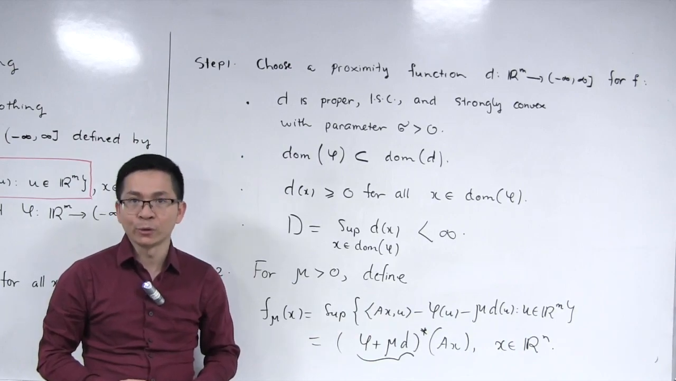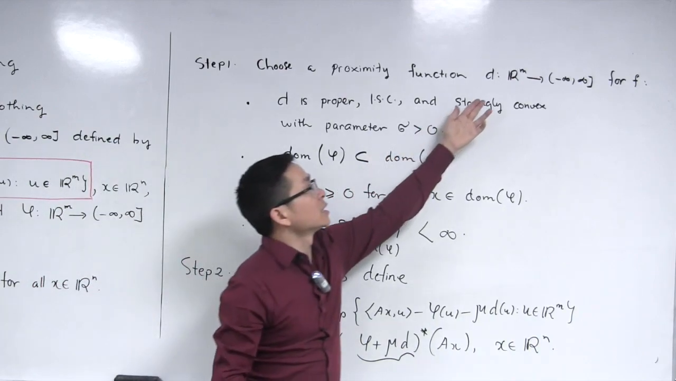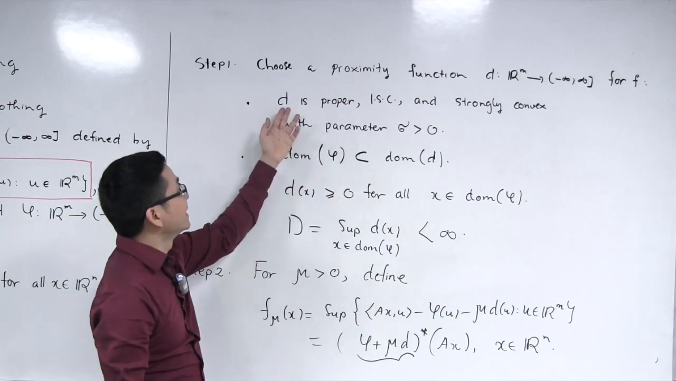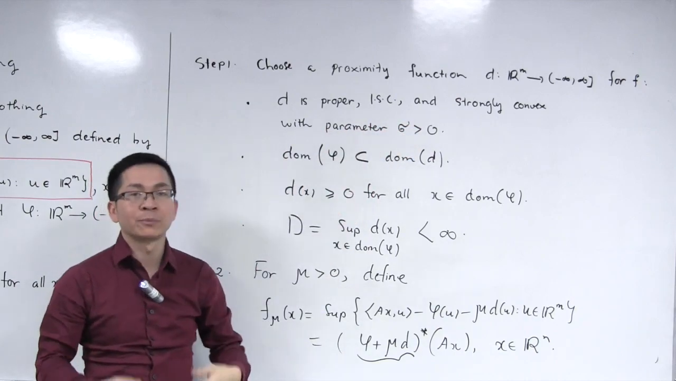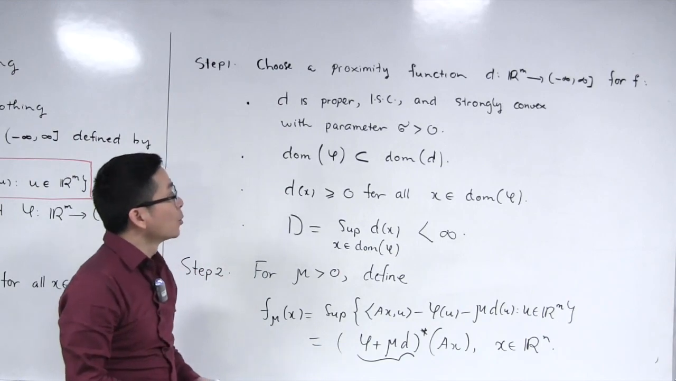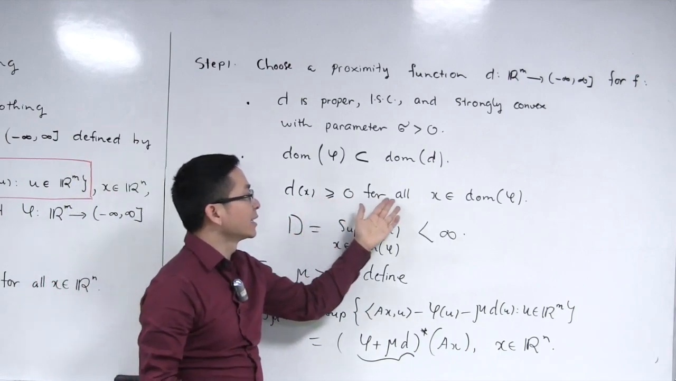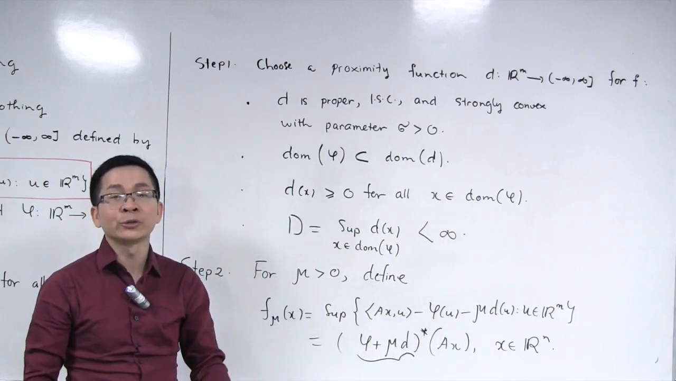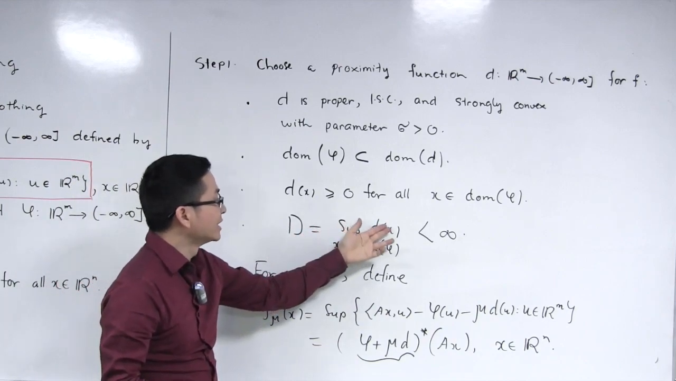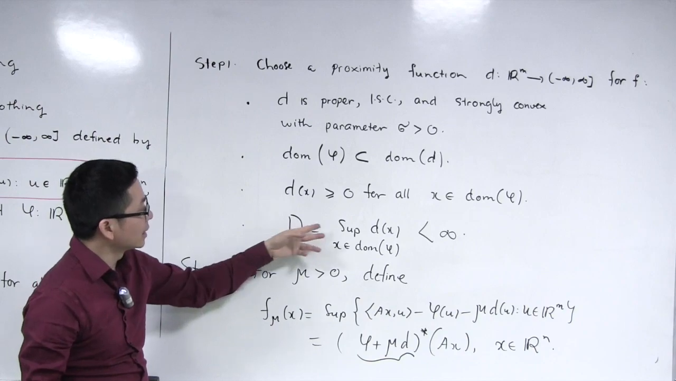There are two important steps of Nesterov smoothing. In the first step, we choose a proximity function for the function f. A function d defined on R^m is called a proximity function for f if the following conditions are satisfied. First of all, d is proper, lower semi-continuous, and strongly convex with parameter sigma. The second condition says that the domain of φ is a subset of the domain of d. It means that the domain of d has to be large enough to contain the domain of φ. The third condition says that d has to be non-negative on the domain of φ. It means that d(u) is greater than or equal to 0 for all u in the domain of φ. And the final condition says that the supremum of d(u) on the domain of φ has to be a real number.